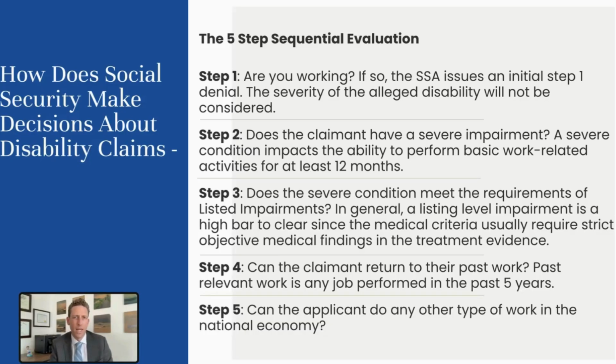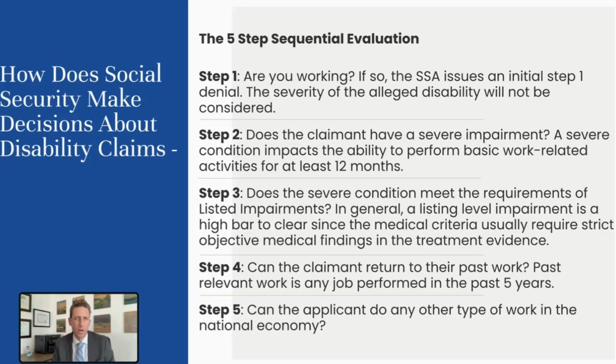Social Security will then proceed to step 4, and that is, can you do any of your past relevant work? And so in Social Security cases, past relevant work, that's any work you've done in the last 5 years. If Social Security thinks, yep, you can go back to the job you were just doing before you became disabled, they have to issue a step 4 denial. If not, if they agree your medical conditions would prevent you from doing that work, they go on to step 5: could you do some other type of job in the national economy?